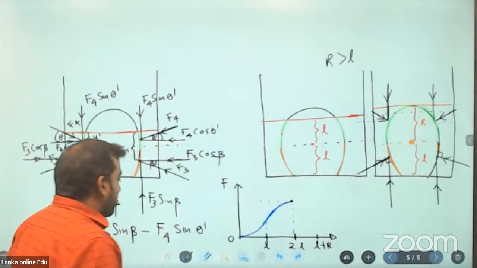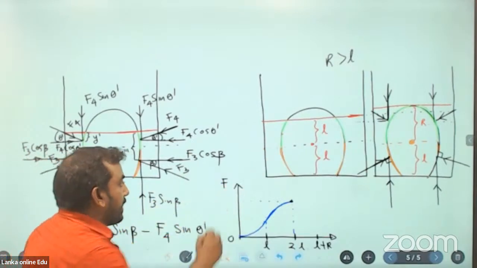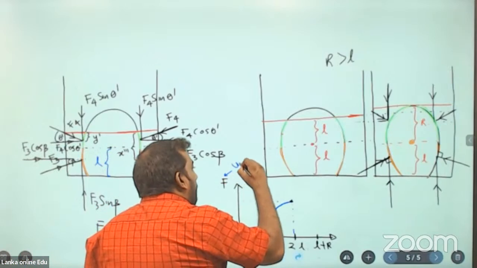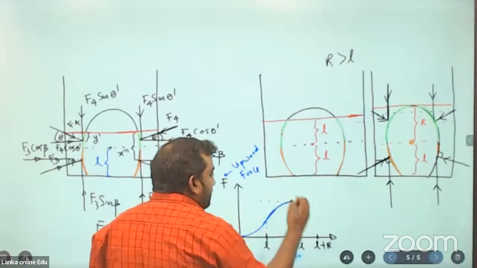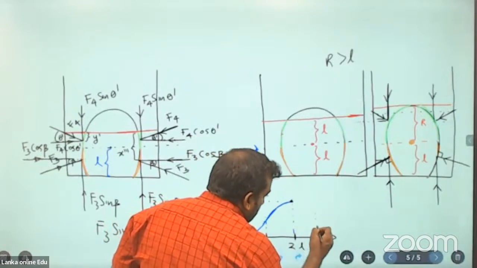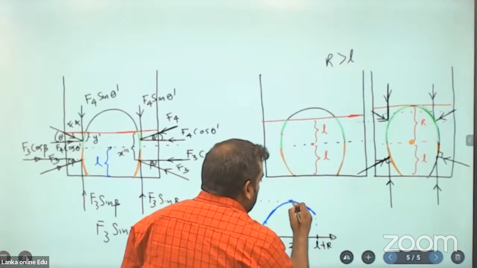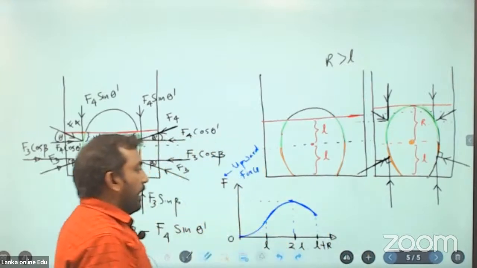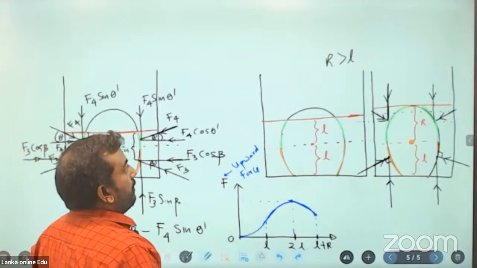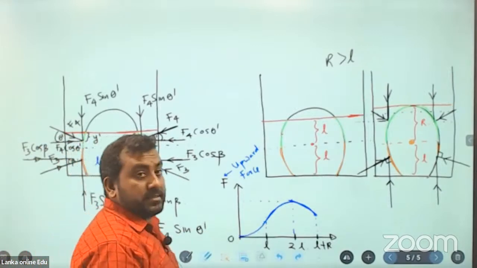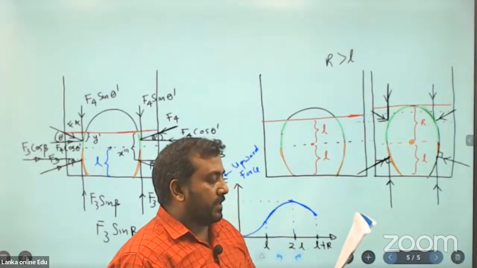Now downward force increases, you tell me. When downward force increases, this is the upward resultant force. Upward force will start to reduce. After L plus R, it will reduce. So far so good.